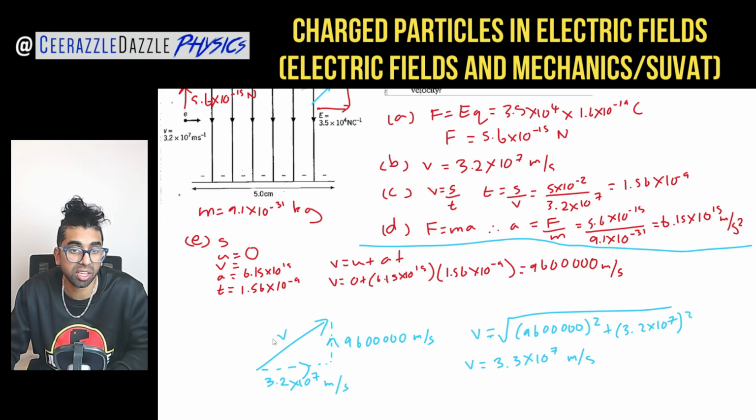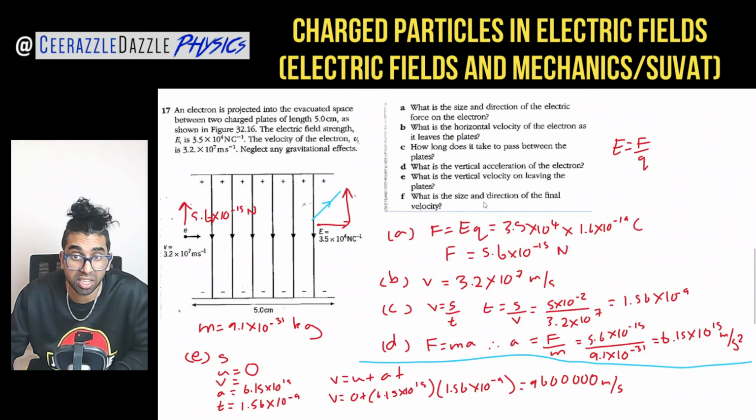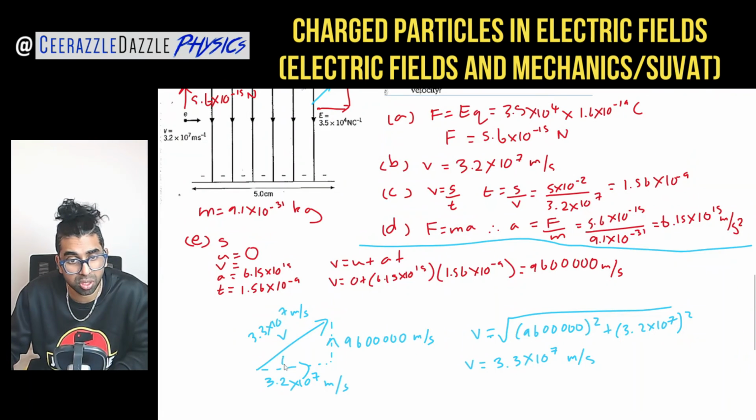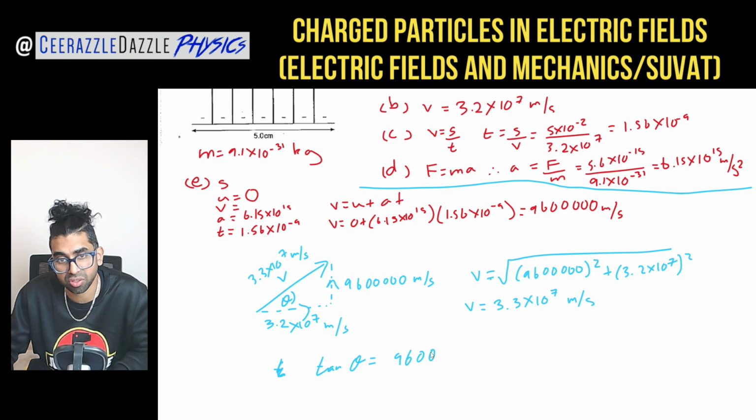So this value is going to be 3.3 times 10 to the power of 7 meters per second. But don't forget, the question asked for the final size and the direction, so I need this angle from the horizontal as well. We can use tan theta, so tan of the angle theta is equal to opposite, 9,600,000, divided by adjacent, 3.2 times 10 to the power 7. Therefore, theta is equal to tan inverse of that.